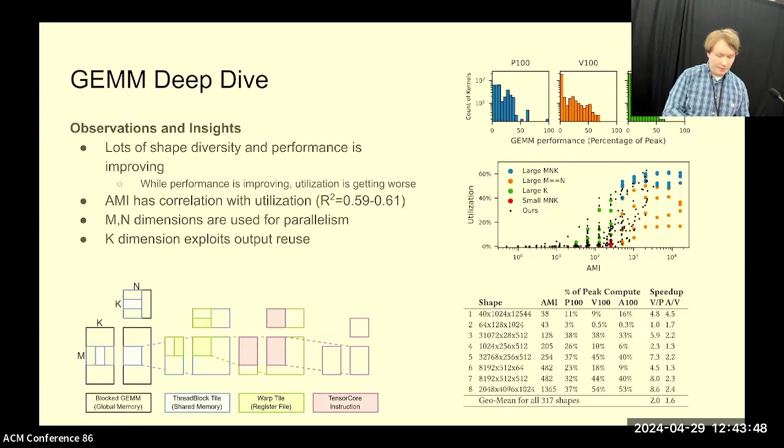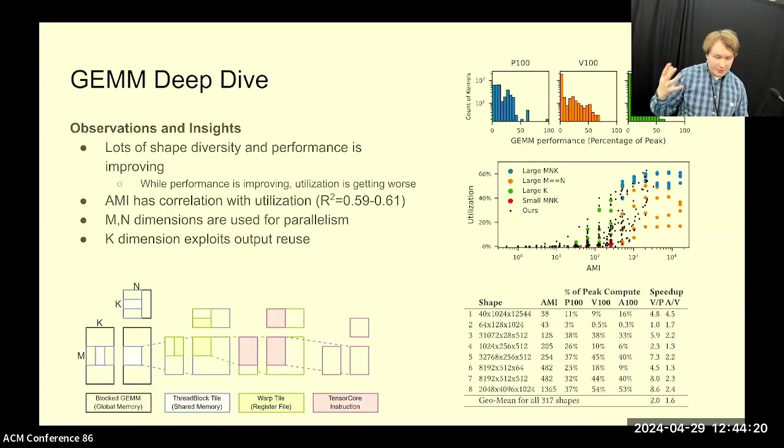The main observations and insights here are that there's a lot of shape diversity. And we also notice that performance is improving. In our table here, you can see Volta gets about 2x geomean of Pascal, and Ampere gets about 1.6x Volta. But despite performance improving, we see that utilization is actually getting worse. That's likely because there's a lot more compute available, and it's getting harder and harder to actually realize all of that compute.